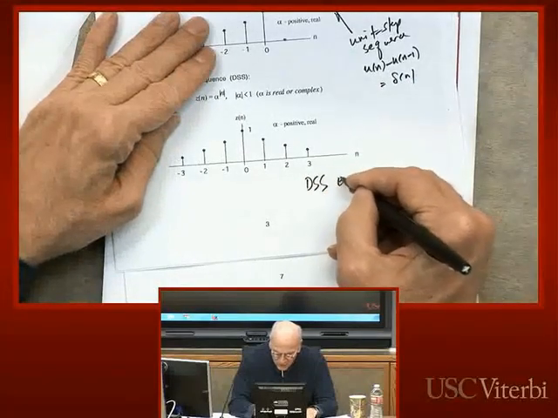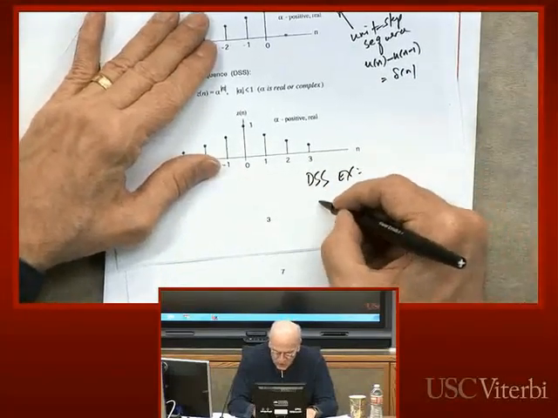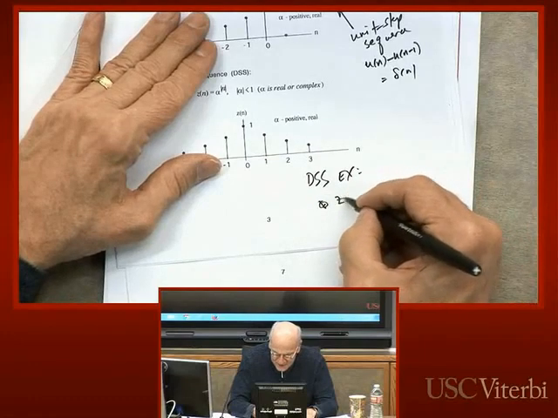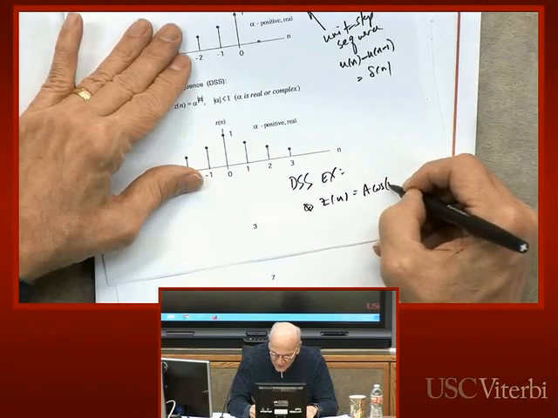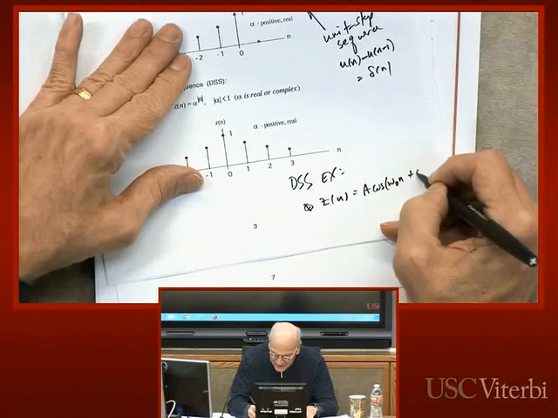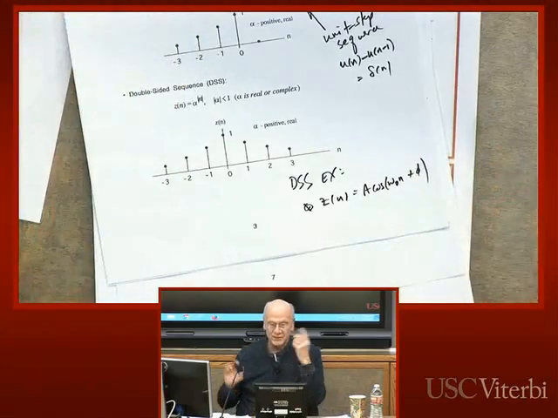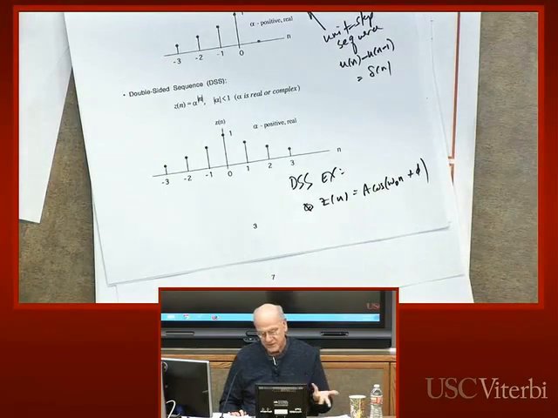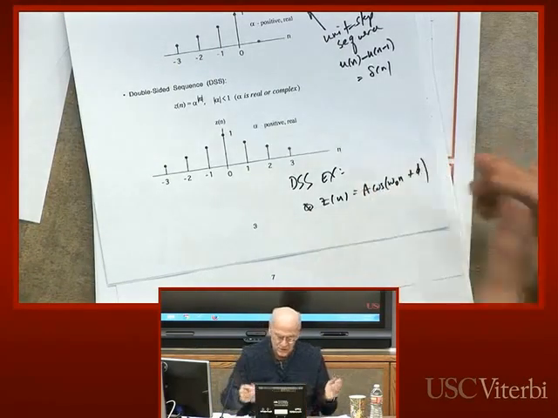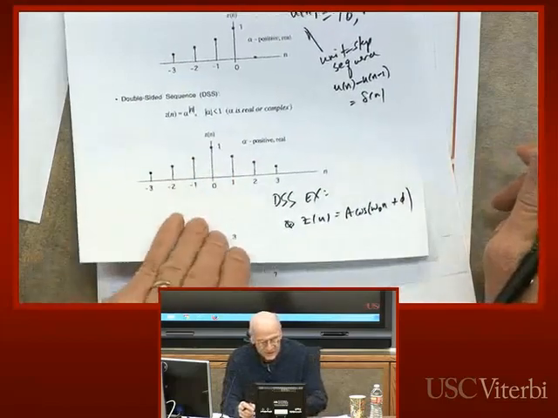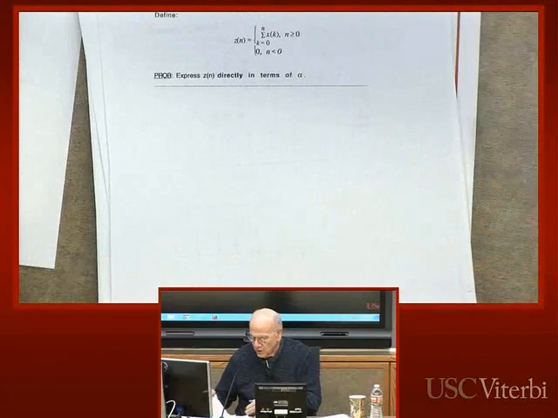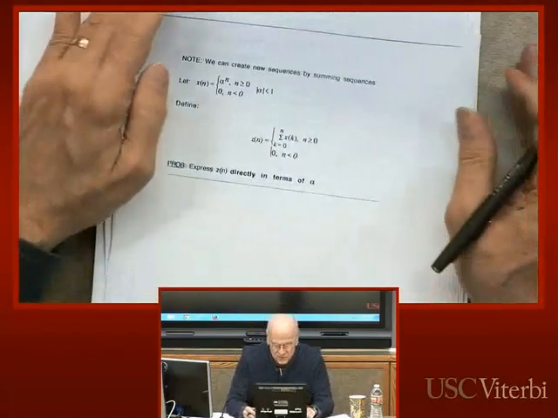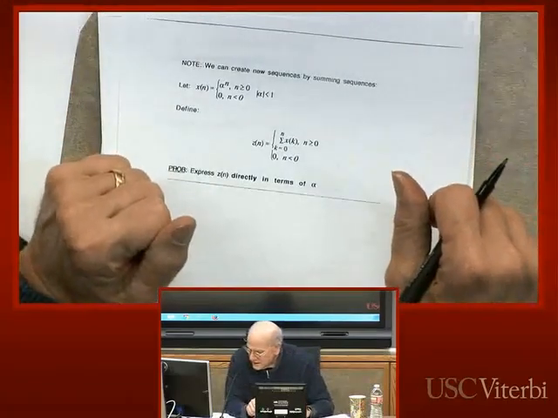Double-sided example. It's the one we just talked about. z of n is equal to A cosine omega naught n plus phi. That's a perfectly valid example of a two-sided sequence, the complex sine wave. So anyway, we get all these different types of sequences, and if you want, you can create new sequences by summing sequences. We'll talk about that later.